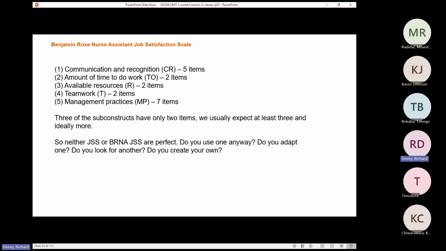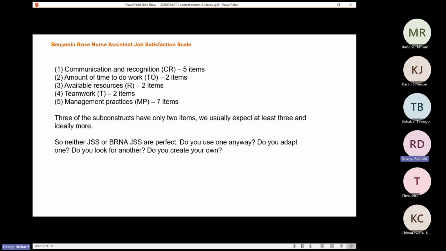If we have 4 items measuring available resources and we do reliability and we get a poor reliability, we still have a chance to maybe remove 1 or 2 questions to improve the reliability. So if I see a scale with 2 items, we can use them, but it's not ideal. We'd prefer to have more items measuring a scale. But of course, the more items we have, the more questions we have, and that makes the questionnaire longer.